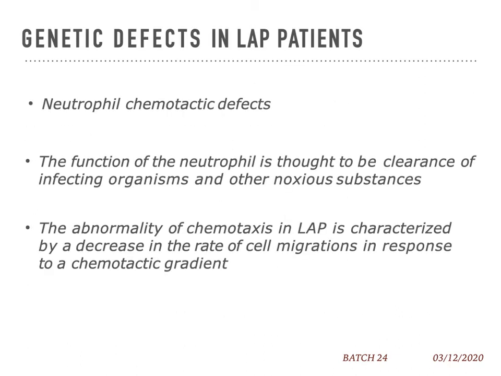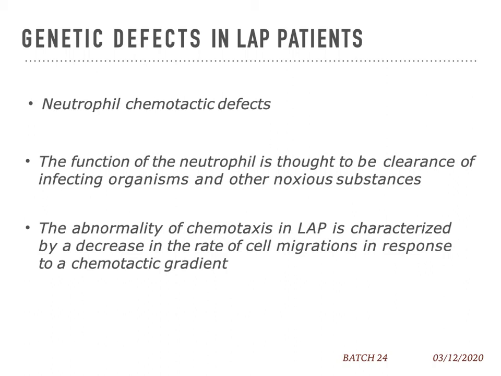Next is genetic defects in localized aggressive periodontitis. We said that the bacteria evades the host response. Another possibility is the host having a defective immune mechanism which may result in allowing the bacteria to grow. For example, neutrophil chemotactic defect, where the neutrophil fails to move to the site of inflammation.